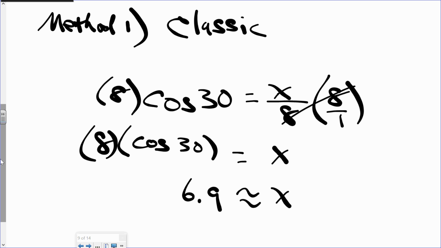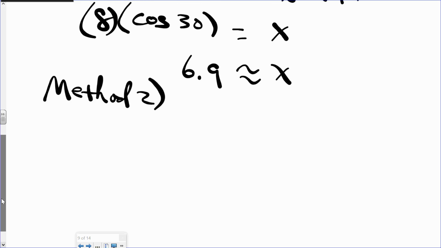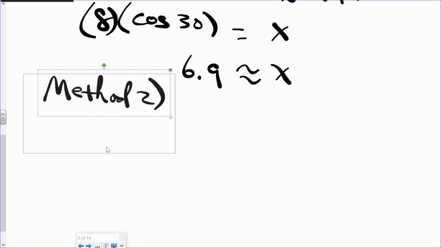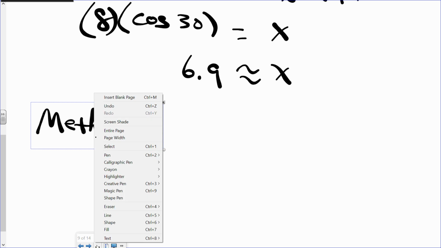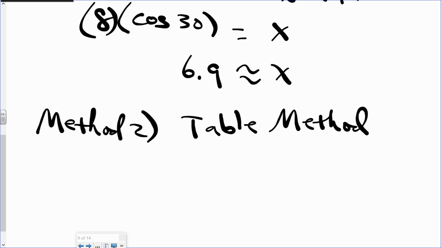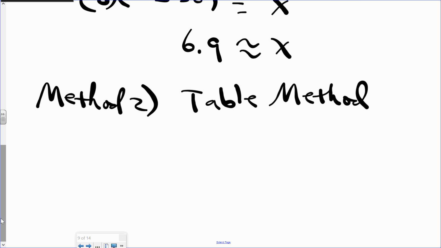See if you like this method better. Go write method 2. I'm going to call this not the classic method. I'm going to call method 2 the table method. Put table. Some of you may like this table method. I'm not sure. You can let me know later.